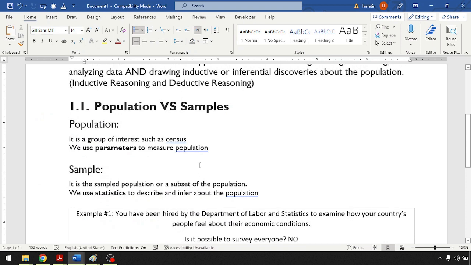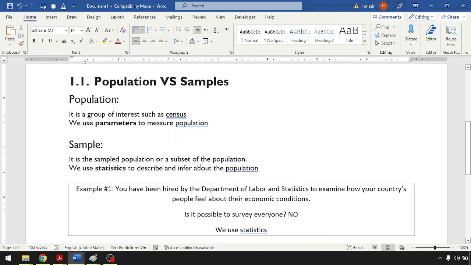An example could be, let's say you have been hired by the Department of Labor and Statistics to examine your country's people's feeling about their economic conditions. So how will you do this? Is it possible to survey everyone? I would say no. And this answer is pretty much shared by everyone who works in the data line of work.